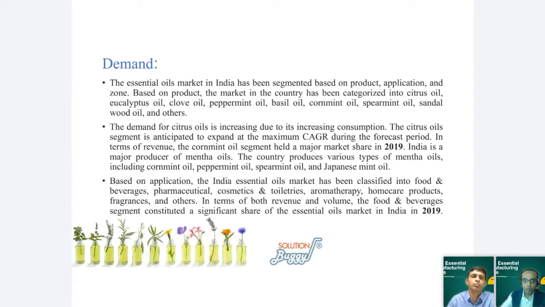India is also a major producer of mentha oil, and within mentha oil, it is used as corn mint, peppermint, spearmint, and Japanese mint oil.